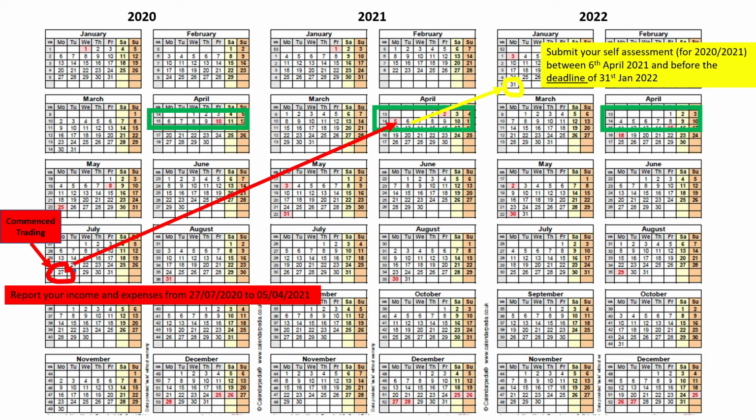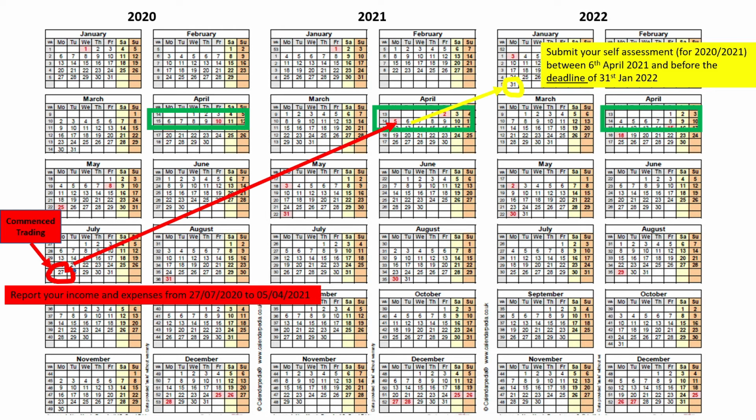The HMRC allow plenty of time in which to submit your expenses, as you have from the 6th of April 2021 until the 31st of January 2022. The 31st of January is the deadline date, so do make a note of this in your diary. It is much easier to submit your figures online, by the way, and once this is submitted, you will then receive the amount that needs to be paid.